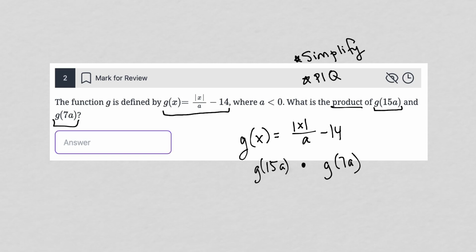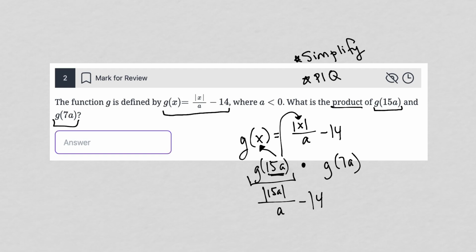So I'm going to plug in this 15a into the x here, my g of x. If I want g of 15a, that means I'm replacing x with 15a. So I replace this x here. I also replace this x here. So g of 15a would become the absolute value of 15a divided by a, minus 14.